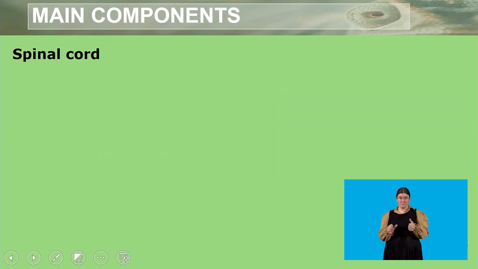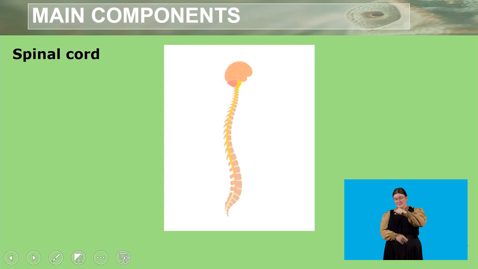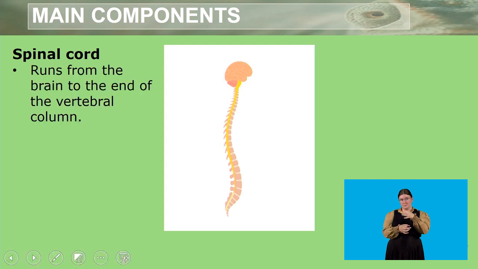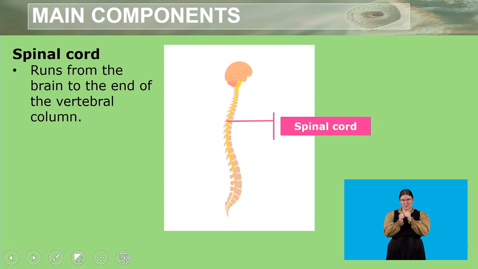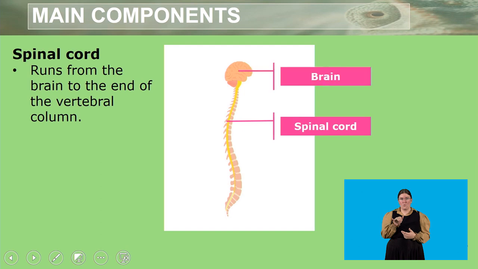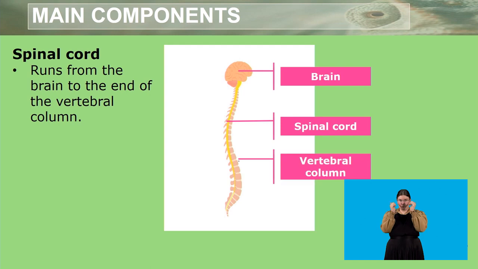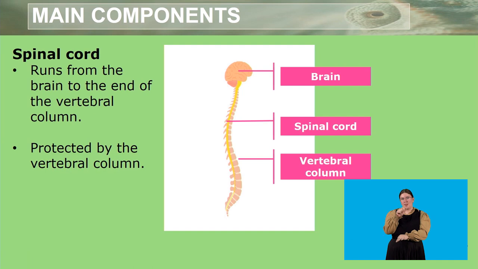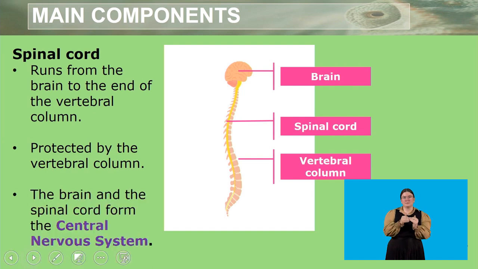We then move on to the spinal cord. We have said that the spinal cord runs from the brain to the end of the vertebral column. There, it is shown in yellow in this diagram. There is the brain and the vertebral column, which is basically bones that enclose the spinal cord. It is protected by the vertebral column. The brain and the spinal cord form the central nervous system.